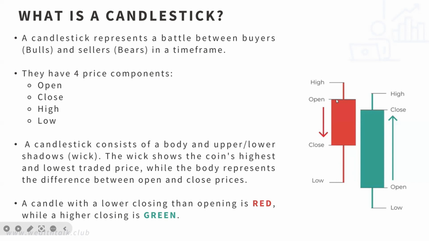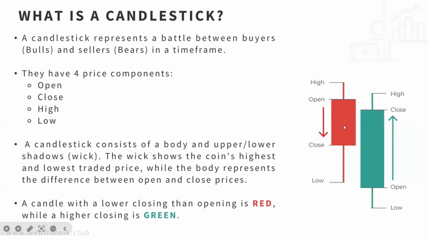So the opening price was $2, the closing price is $1, but it went below $1 and also went above $2 at a certain time. If you look at the green candle, the candle started at $1. Sellers came in, they pushed the price down below $1, but buyers came in, they pushed the price back up to around $4. But before closing the candle, sellers came in and they closed the candle at $3.